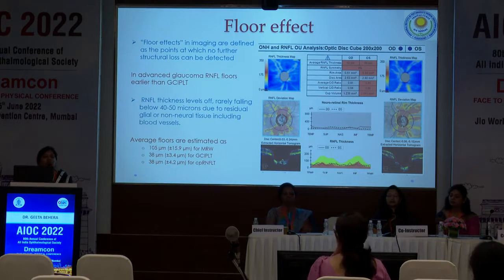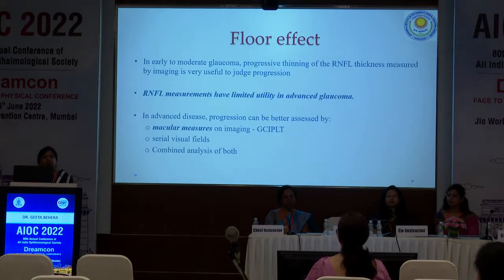This is basically seen in advanced glaucoma, and it has to be remembered that the RNFL floors much earlier than the GC-IPL. So the average floors that are estimated are 105 microns for the BMO, 38 microns for the GC-IPLT, and 38 for the CPR-NFL. But please remember that the CPR-NFL floors much earlier than the GC-IPL. So in early to moderate glaucomas, progressive thinning of the RNFL measured by imaging is very useful to judge progression, but it has very limited utility in advanced glaucoma.